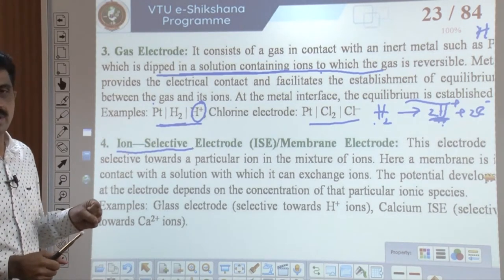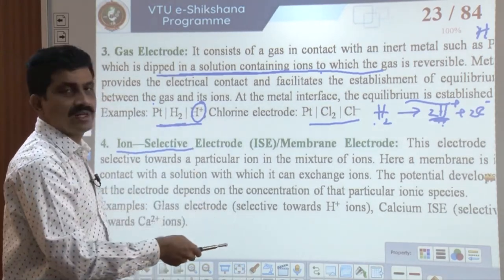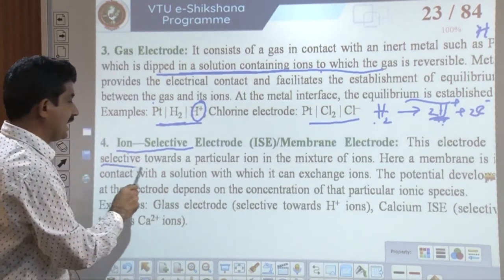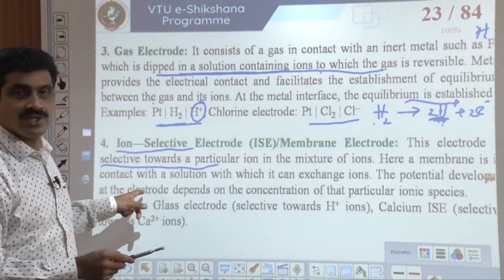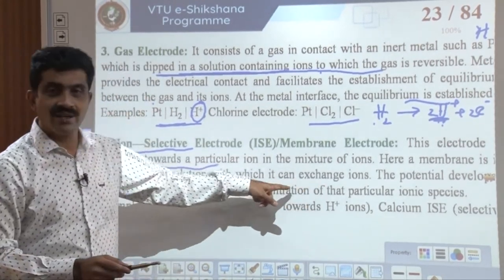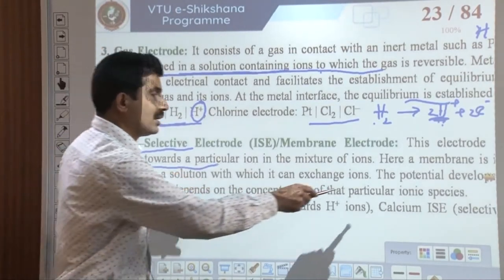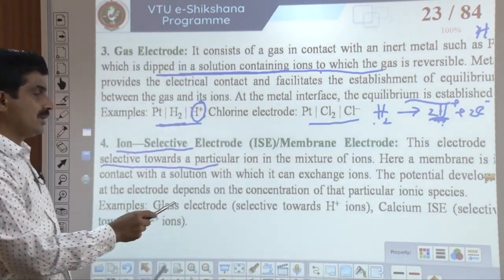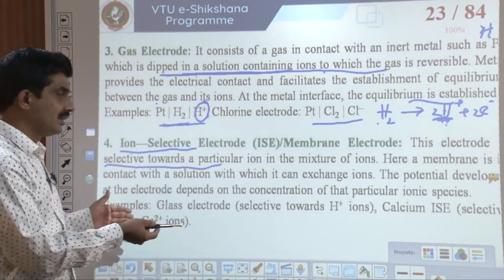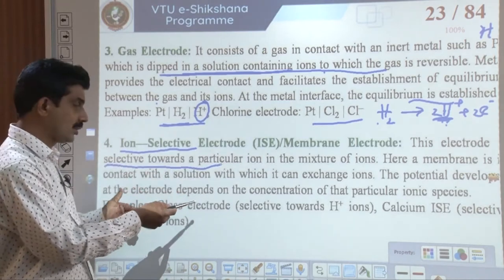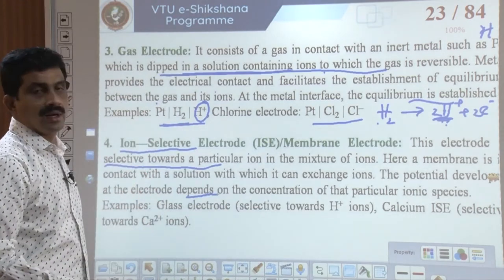They are selective to a particular ion, and they develop a potential proportional to the concentration of only that particular ion in the solution. So this electrode is selective towards a particular ion in the mixture of ions. Here a membrane is in contact with a solution with which it exchanges its ions. The potential that develops on the membrane, or on the electrode, is dependent on the concentration of that particular ionic species.